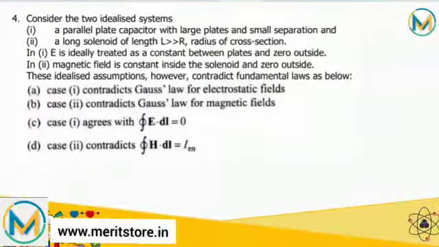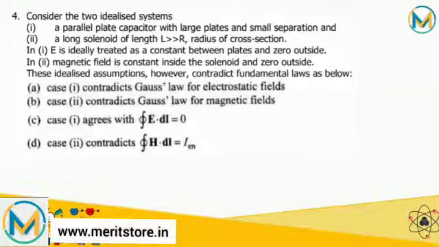Looking towards the next question: consider two idealized systems, a parallel plate capacitor with large plates and small separation, and a long solenoid of length L greater than R, the radius of cross section. In the first, E is ideally treated as constant between the plates and zero outside, and in the second, the magnetic field is constant inside the solenoid and zero outside. These idealized assumptions, however, contradict a fundamental law as below. So we are supposed to look for the correct answer.